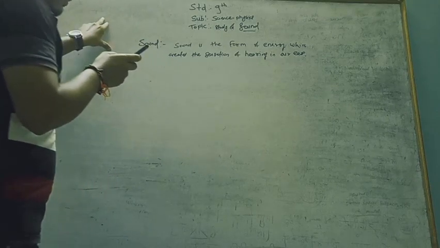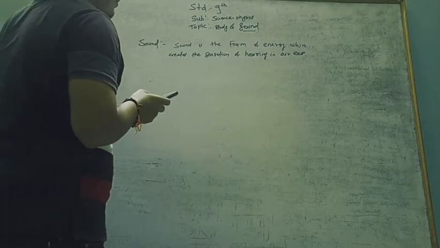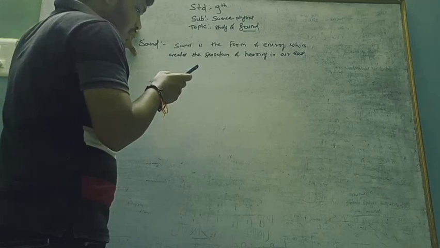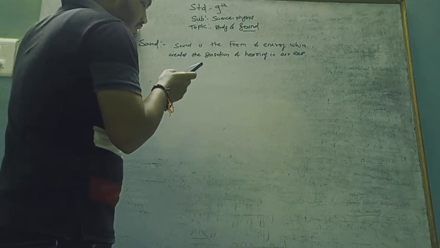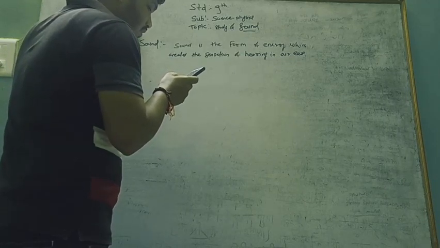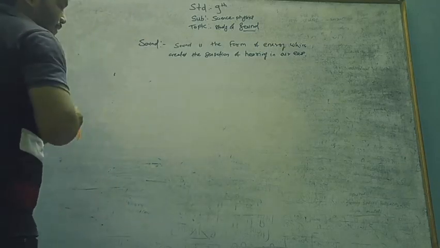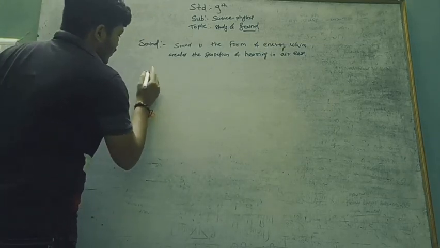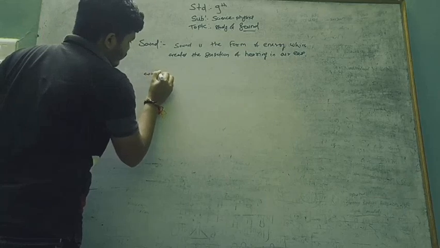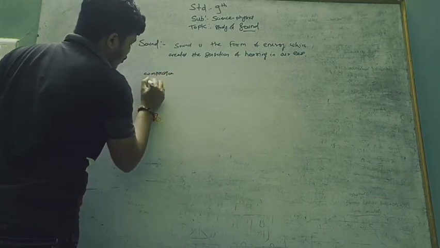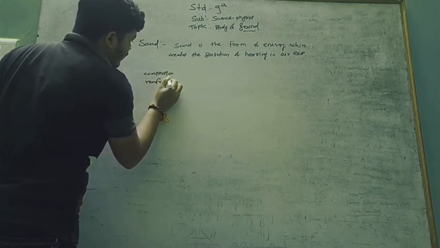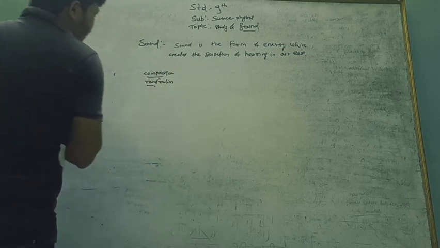And the medium is necessary for the propagation of sound. Sound waves give rise to a chain of compressions and rarefactions in the medium. So in the longitudinal wave, we have seen that there's a compression and the rarefaction. What is the compression and the rarefaction?